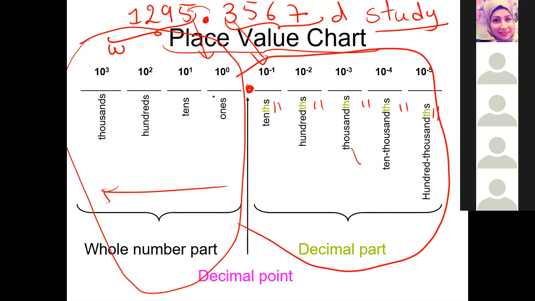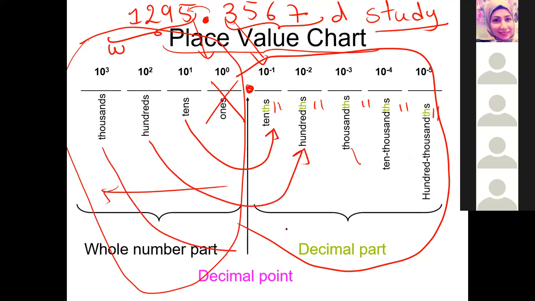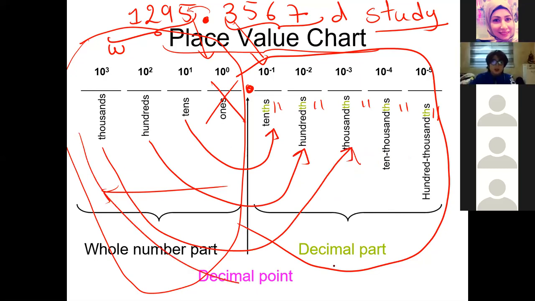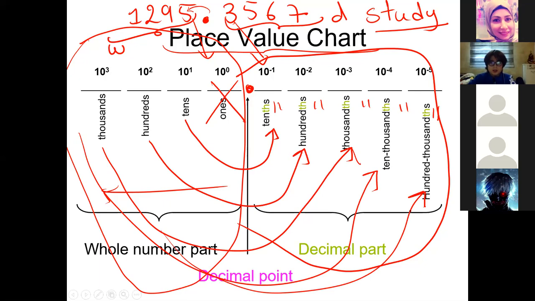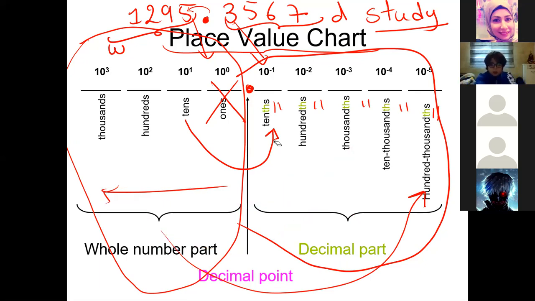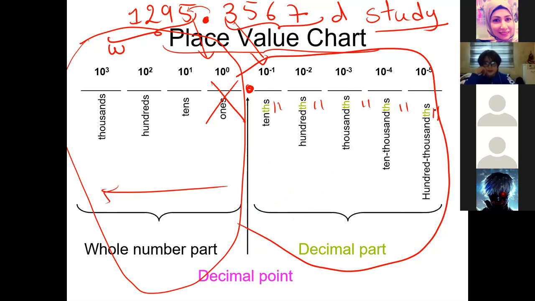يعني أنا ما عندي ones بالديسيمال part. 10 بزيد لها th بتصير tenth. 100 بتصير hundredths. 1000 شو بتصير؟ 10,000 شو بتصير؟ 10,000 بعدين 100,000, million and so on. اوكي نفس الطريقة بس الفرق انه ما عندنا ones وبالآخر عم نحط th. اوكي. Yes. That's it.